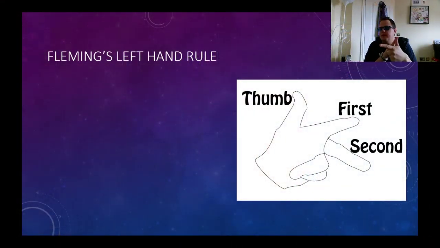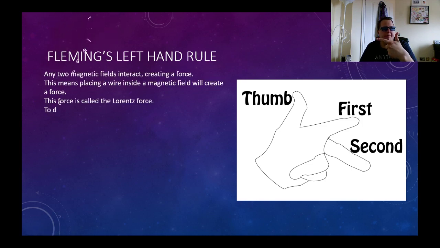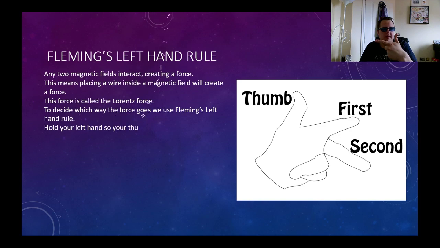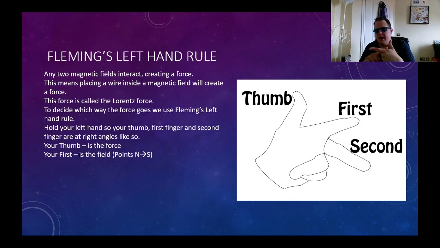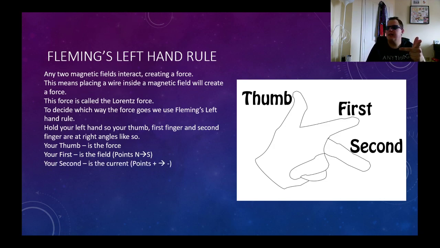Again, let's just cut back to me. So Fleming's left-hand rule is you hold your hand like this, and your thumb shows the motion. Your first finger, your index finger, shows the magnetic field, and that points from north to south. And your second finger is the current, and that points from plus to minus.